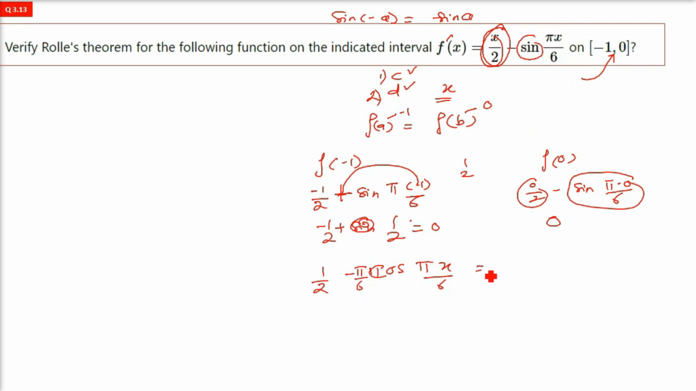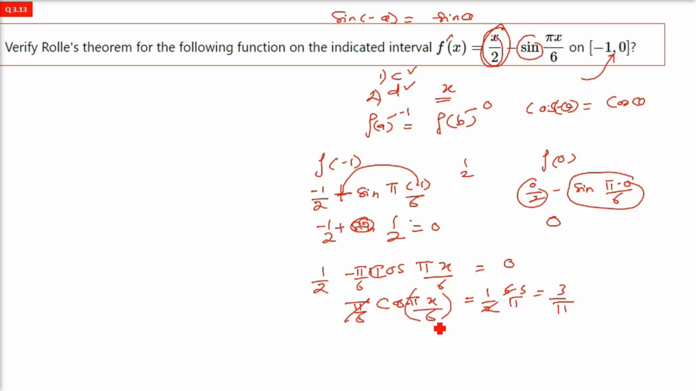Okay. Now we can put it as 0, but please keep an eye on the interval. It's -1 and 0, so we have to do something here. (π/6) cos(πx/6) is equal to half. So this cos(πx/6) will be equal to 3/π. Before that I have to tell you that cos(-θ) is cos θ. So if I put negative here, it will hardly matter. And now I am taking cos inverse on the right hand side. That is -πx/6 equals cos⁻¹(3/π).